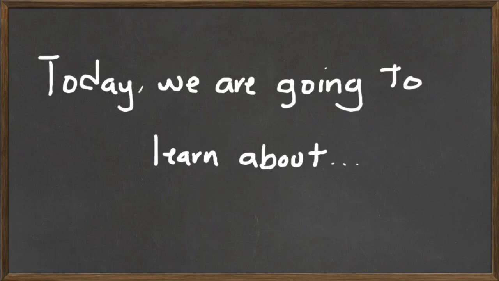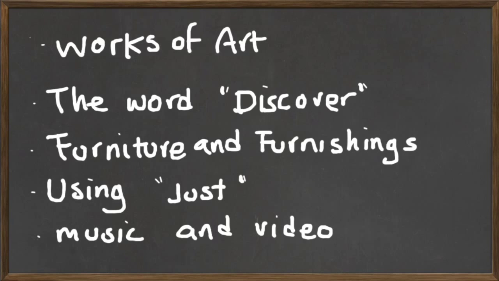Today we're going to learn about several things. We have actually 5 different things. We have works of art. We have the word discover. Sorry for my handwriting. It's been difficult to write with much better handwriting, but I'm working on it, believe me. The third thing will be furniture and furnishings. We're going to give some examples of this too. We will also talk about the word just.